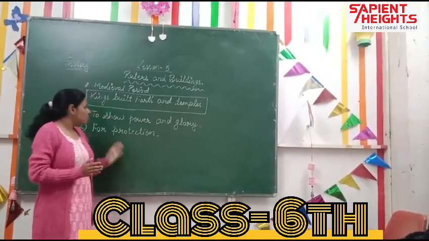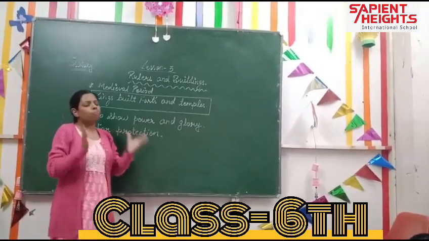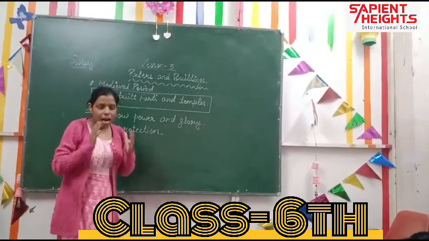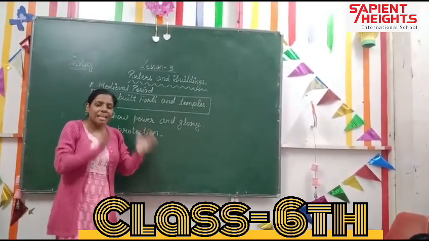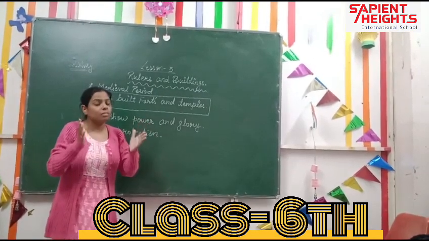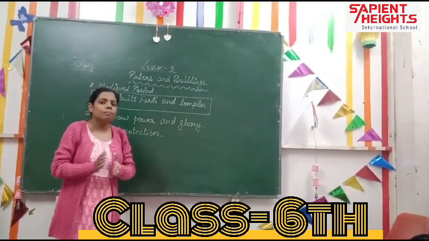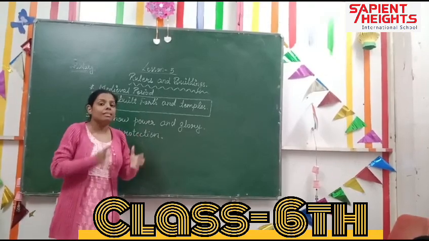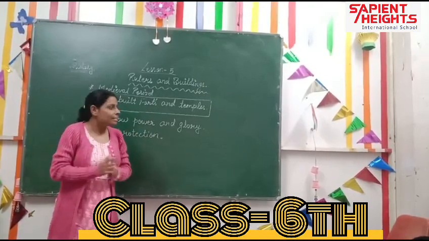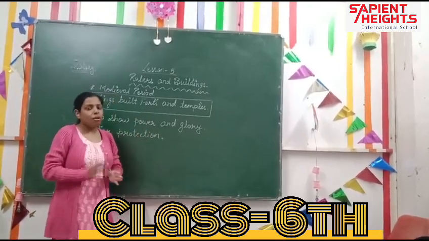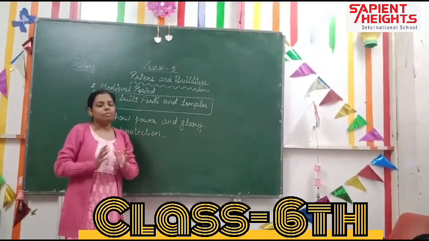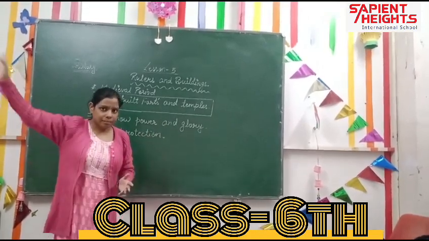The second point is protection. They built some big forts for their protection. Their armies were placed in such forts from where they could guard themselves and their own kingdom. So these are the two basic reasons for building different types of forts and temples.